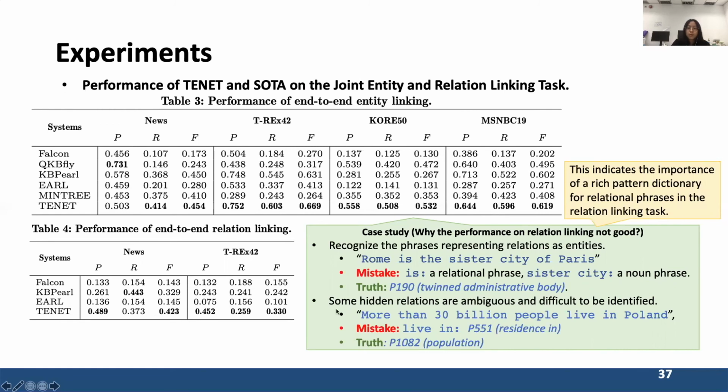Specifically, the performance of all systems on the relation linking task is not as satisfactory as on the entity linking task. There are two major reasons, according to our case study. First, all the systems tend to recognize the phrases representing predicates as entities. And second, some hidden relations are ambiguous and difficult to identify. Therefore, the precision is affected. This indicates the importance of a rich pattern dictionary for the recognition of relational phrases in the relation linking task.